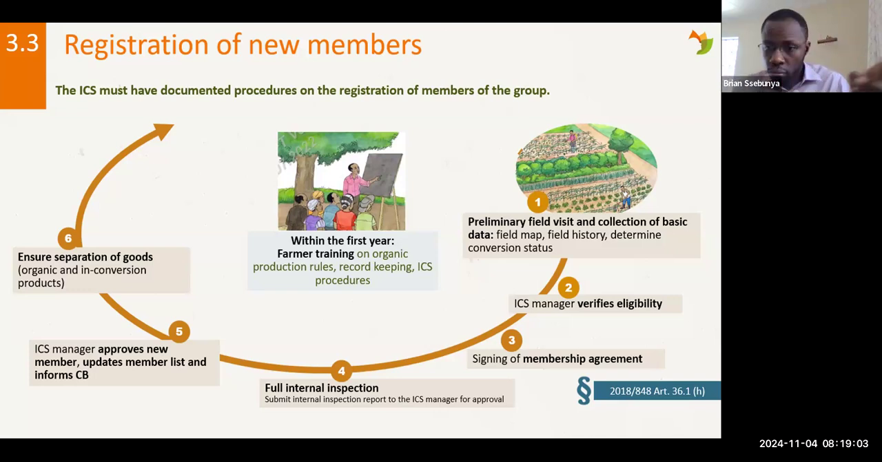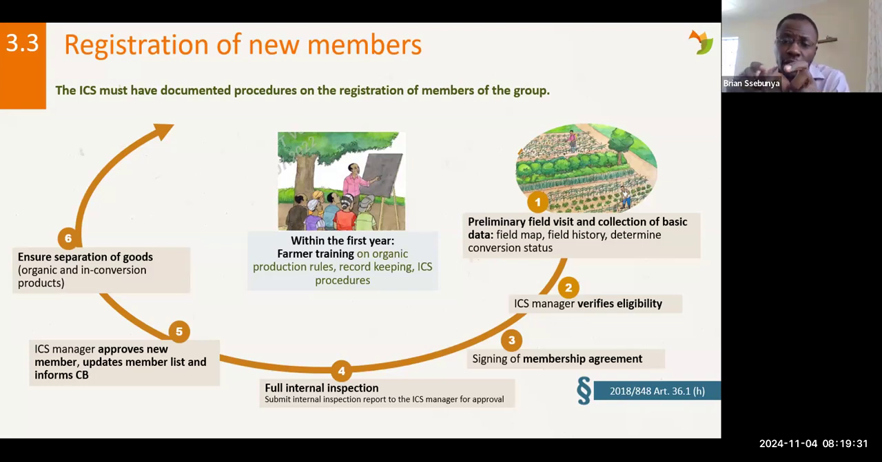It should have the who for every procedure. Whenever you mention something, you have to say who does it, when they register, and the how. So what you see on your screen is the how. This is how registration of farmers is done. Number one is a preliminary visit to the farm to collect the basic data. I know most of you have a form for this.